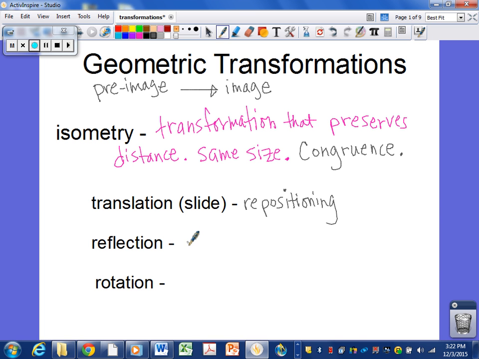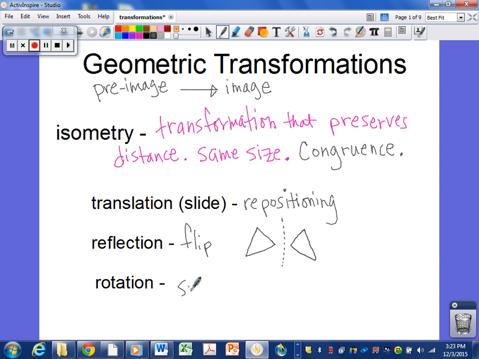A reflection is where you are flipping it somehow. So if your triangle looked like this, and we had a vertical line of reflection, its orientation would change and it would end up over here. This isn't an exact drawing, but the reflection would end up with the orientation a little bit different. It would be opposite of what it started with.